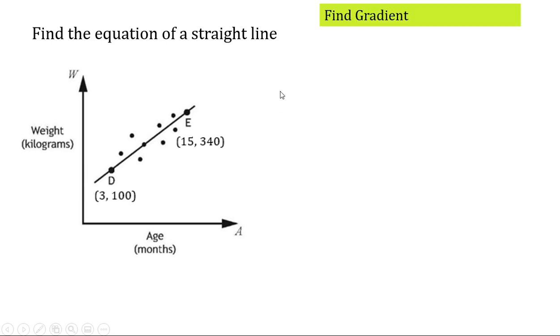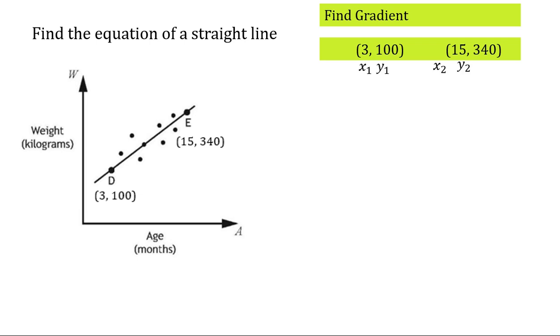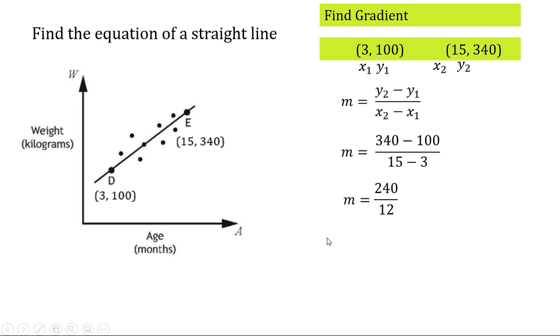All right. So write the points: 3, 100, 15, 340. Quite big numbers, but don't let that put you off. It's just the same strategy. So x1, y1, x2, y2. Sorry, that's been a wee bit screwed up. It's x1, y1, x2, y2. So write your formula and substitute your numbers. So 340 minus 100 over 15 minus 3. So that will be 240 over 12. And then 240 divided by 12 is 20.